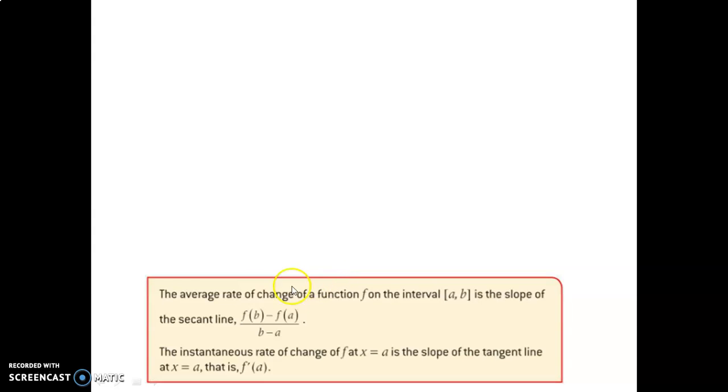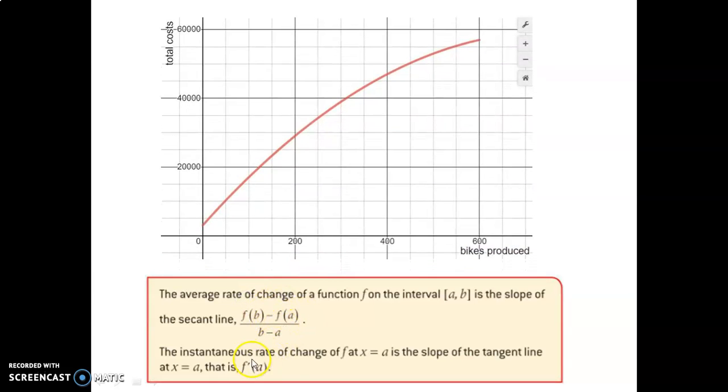Let's keep going. Okay, I'm going to demonstrate something else here. We're going to talk about the difference between average rate of change and instantaneous rate of change. Okay, this lesson is all about rate of change. So average rate of change is the slope of the secant line. So we're going back to kind of like what derivatives are.